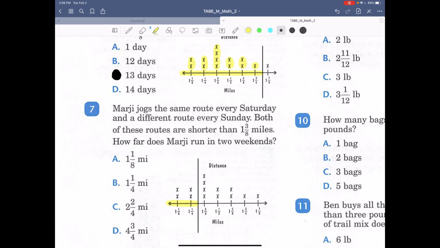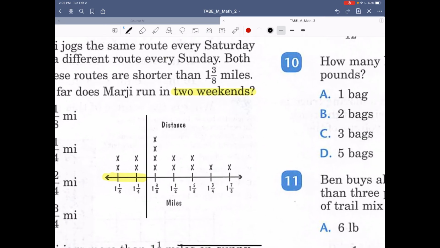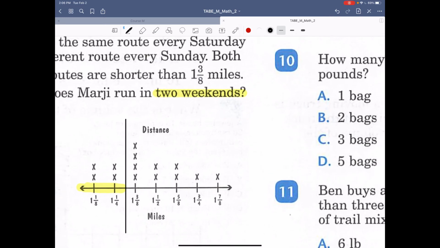How far does Margie run in 2 weekends? Be careful. So what we have is 1 1/8 plus 1 1/4. One of those is Saturday and one is Sunday. And we want to let her do that twice.